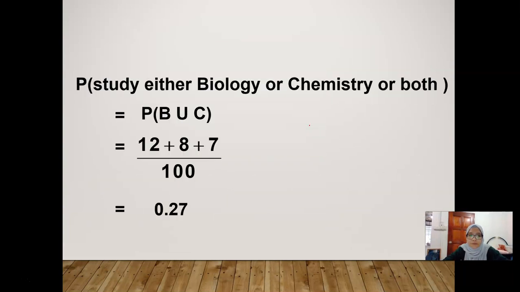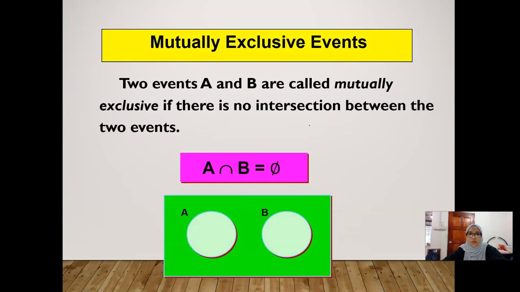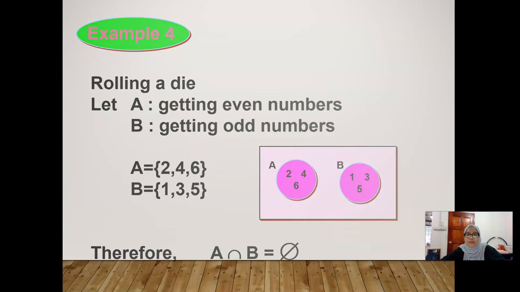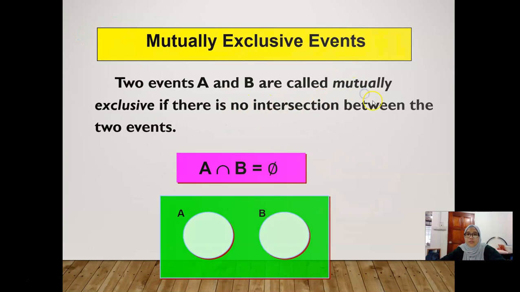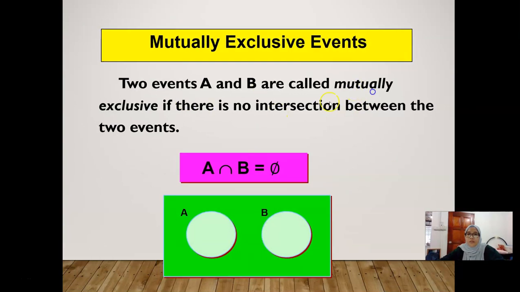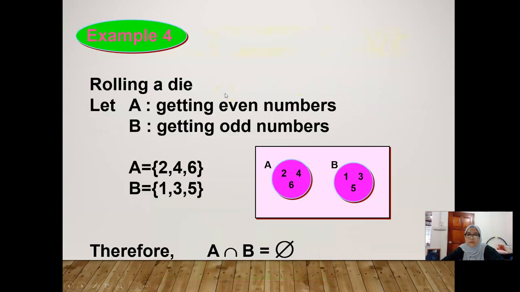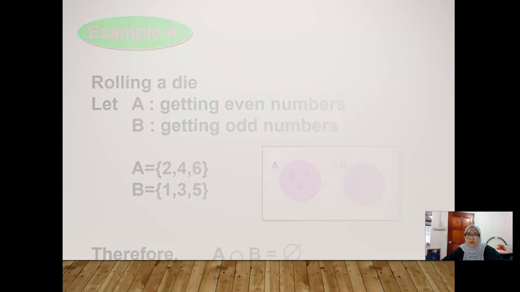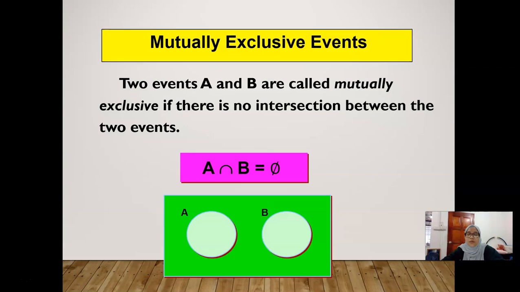Okay, so now. Mutually exclusive events. Two events A and B are called mutually exclusive if there is no intersection between the two events. Okay, you have to memorize this. This is the term mutually exclusive. Mutually exclusive is when there is no intersection. You see, the intersection of A and B is empty. So if we write it in the form of a Venn diagram, you can see the blue diagram down there. A and B, there is no intersection.